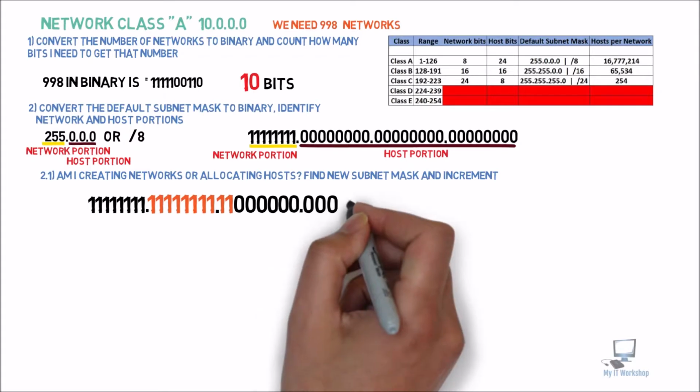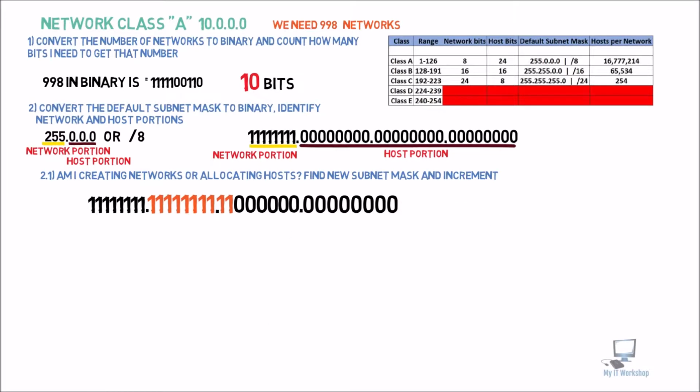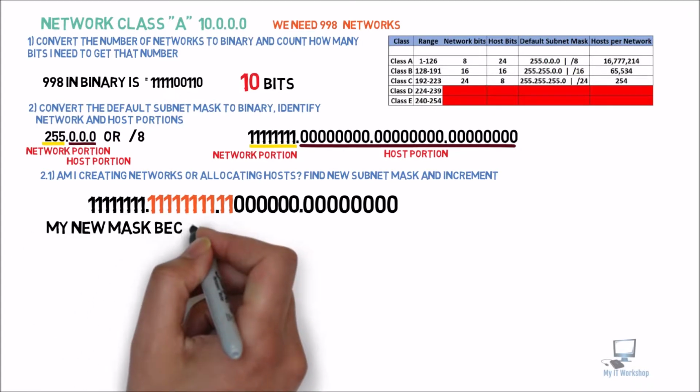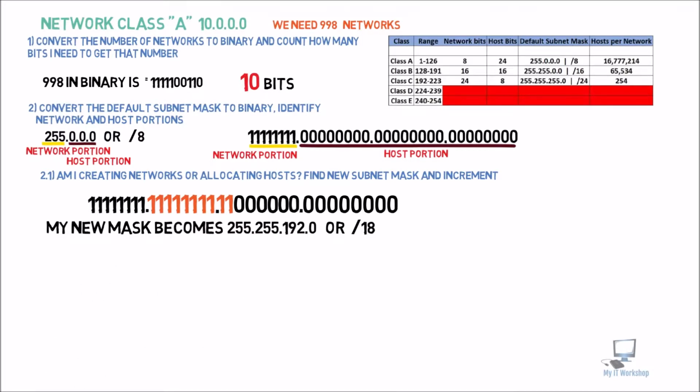Okay, we have it completed with zeros, and now we can find our new network mask, which is going to be 255.255.192.0 or /18. Now we're going to find our increment, which is the last one of our reservation. If we look from left to right and from right to left, it's the first one after the zeros. So in this case, my increment is going to be 64.